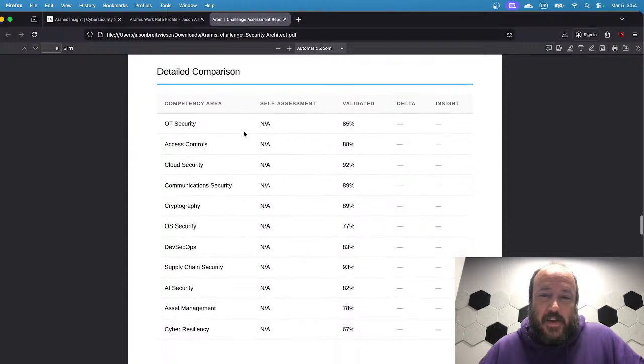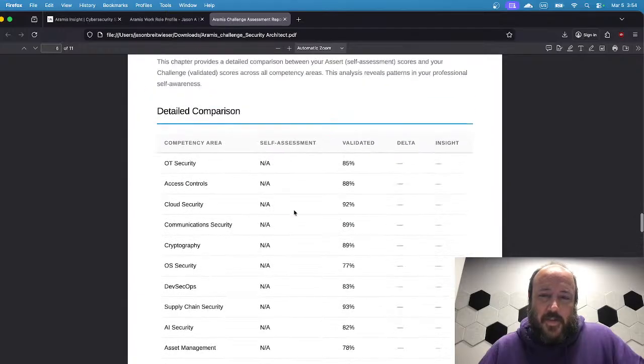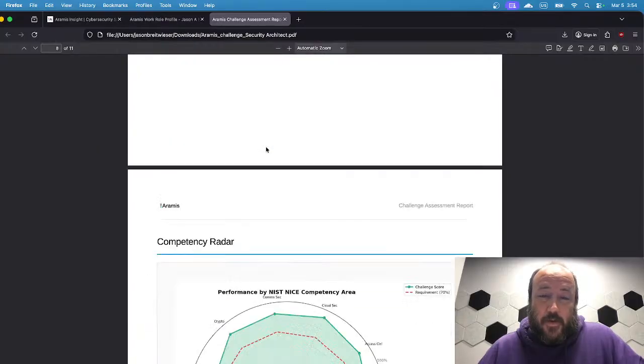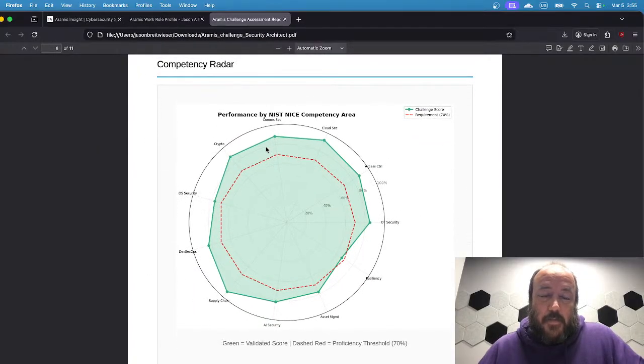Self-perception versus reality, this kind of didn't render quite right. I would think it would show a delta or provide the insight, which would be some kind of metric between the self-assessment and the delta. Nitpick the report. But the competency radar was quite revealing and gave me a really good feeling that yes, this is a 70% mark, and I exceed in all but one dimension of the NIST NICE framework mappings.